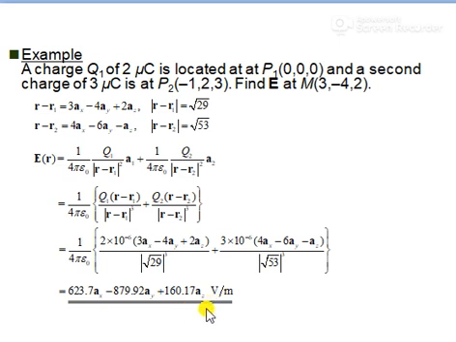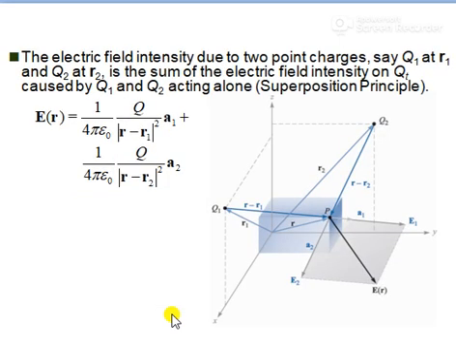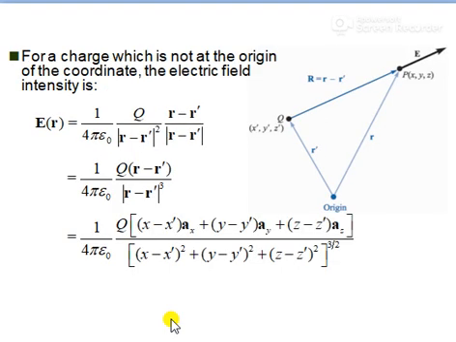So this is one problem based on the electric field intensity due to two point charges, where we evaluate the electric field intensity at another point. Totally we have studied the principle of superposition, where if many charges are there, you can evaluate the field at a single point using the superposition principle. Next, you can locate point charges at points other than the origin, and you can evaluate the formula for that.